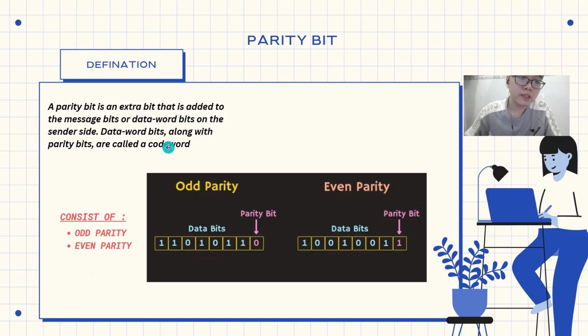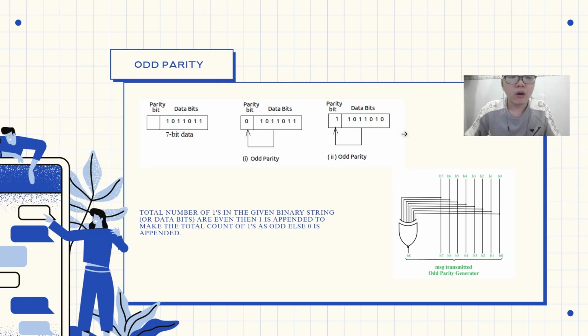And parity consists of odd parity and even parity. About odd parity, the total number of ones including the parity bit is odd. If the total number of ones in a given binary string or data bits is even, then a one is appended to make the total count of ones odd.